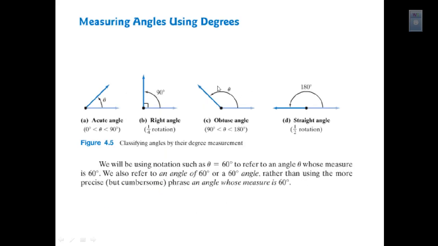Now, if we measure angles using degrees, we have descriptions of different angles. You should already know these, but just to reiterate and remind you, an acute angle is an angle that is between 0 degrees and 90 degrees. It does not include 0, it does not include 90. Notice the symbols here. A right angle is exactly 90 degrees. An obtuse angle is an angle between 90 degrees and 180. Notice it does not include those two. And if it is 180 degrees, it is called a straight angle.